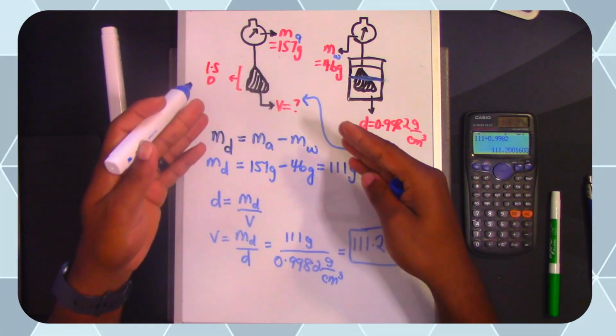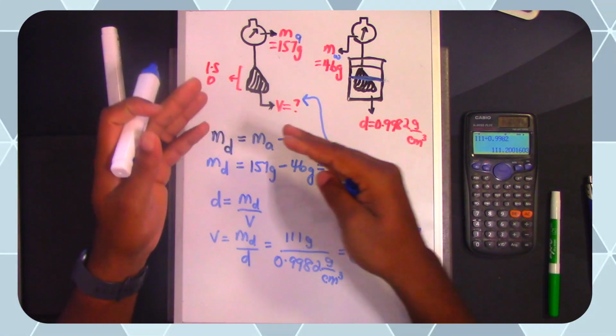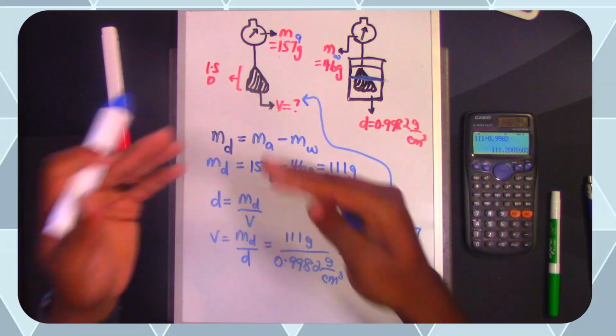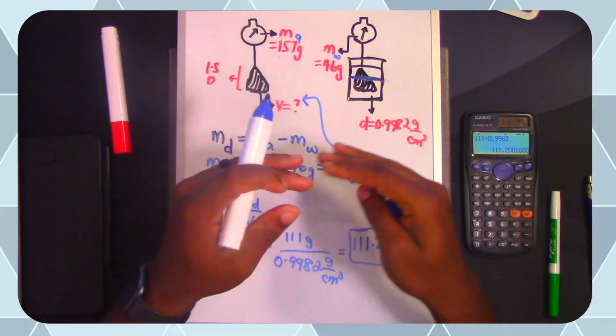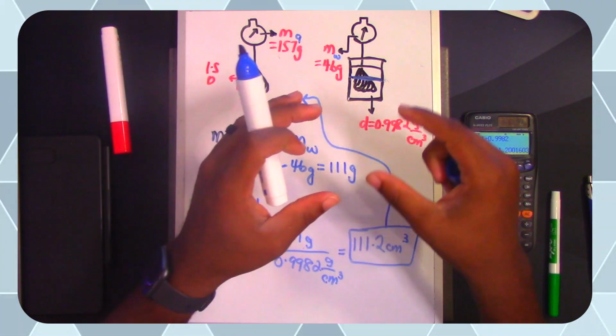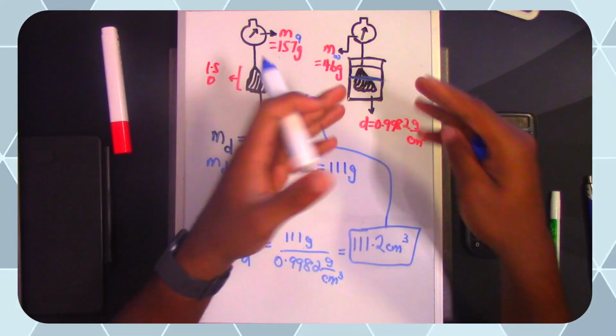So I hope you found this really informative in terms of being able to find the volume of an irregularly shaped object when we are associating it with the liquid it is immersed in, in this case water.